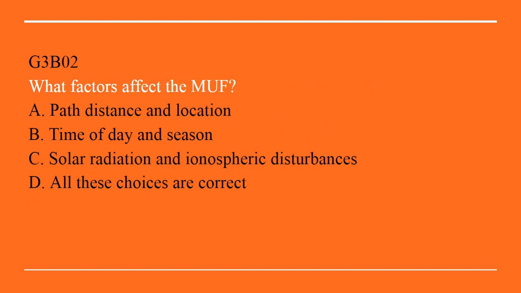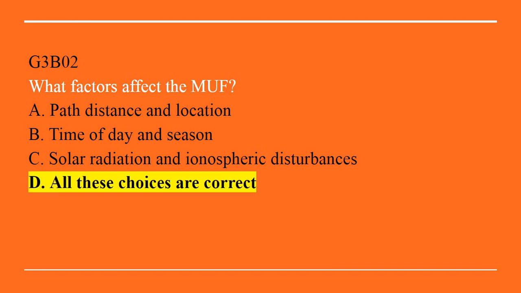G3B02. What factors affect the maximum usable frequency, abbreviated MUF? A. Path distance and location. B. Time of day and season. C. Solar radiation and ionospheric disturbances. Or D. All of these choices are correct. Correct answer D. All of these choices are correct.